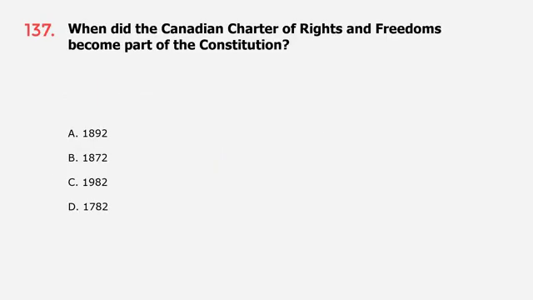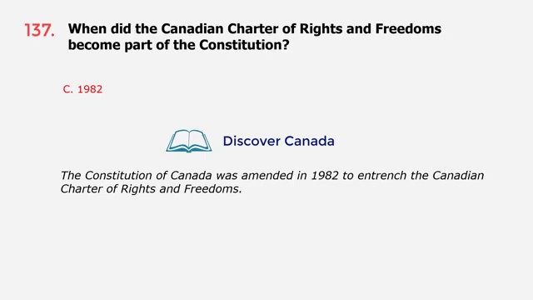Question 137. When did the Canadian Charter of Rights and Freedoms become part of the Constitution? A. 1892. B. 1872. C. 1982. D. 1782. The answer is C, 1982.